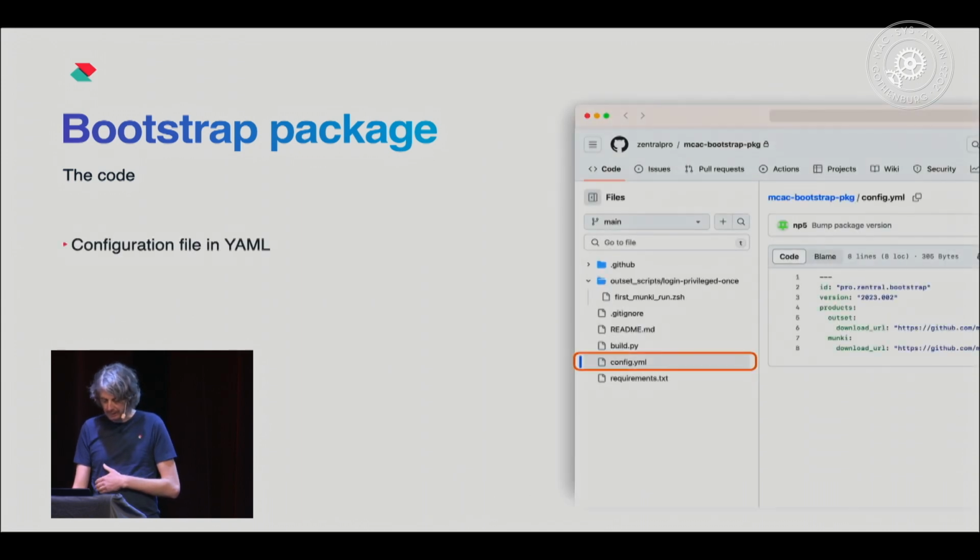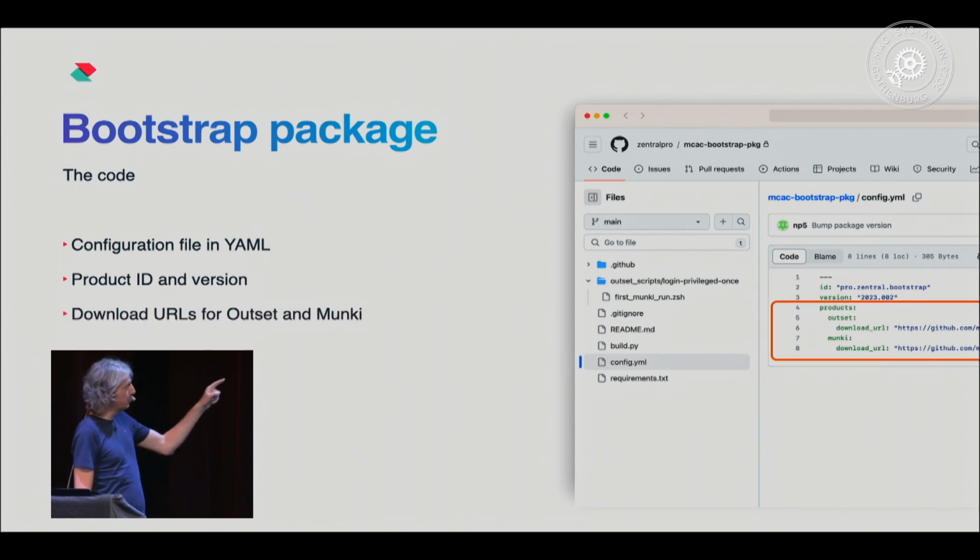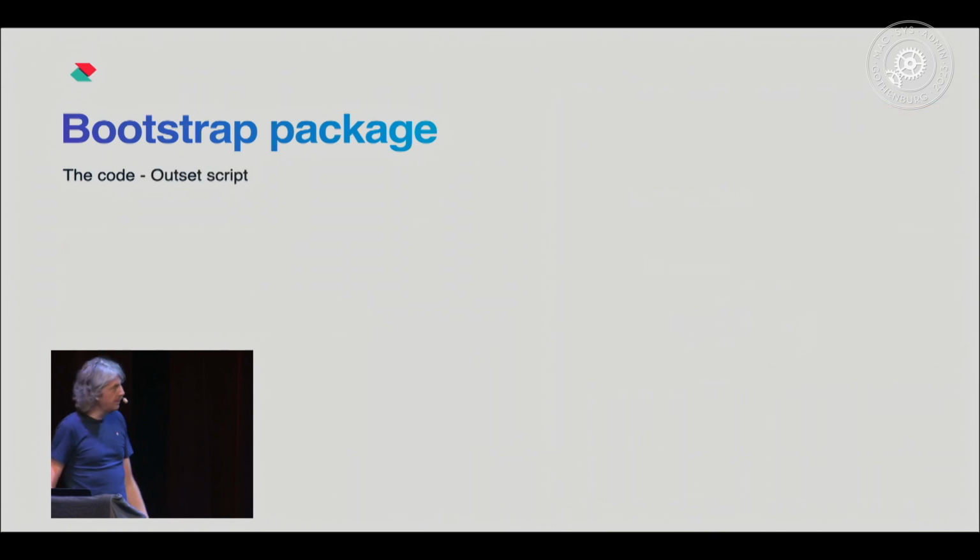Here we have an example. It's an overview of a project to build this package. We start with a config file. I don't know if all of you can see it, but there's a product ID and product version. That's what we use as product ID and version of a big package we are producing afterwards. And these are the two products we are going to install. There are download URLs with version numbers. So we pin the version down. Then there is an Outset script.